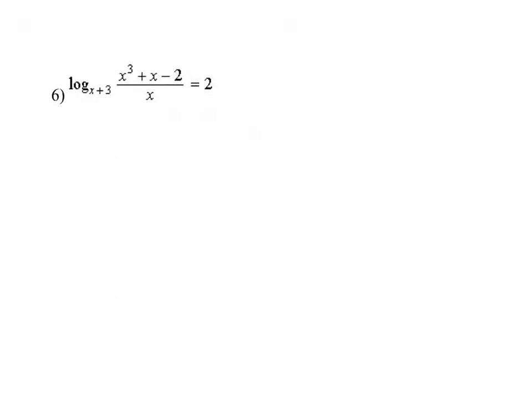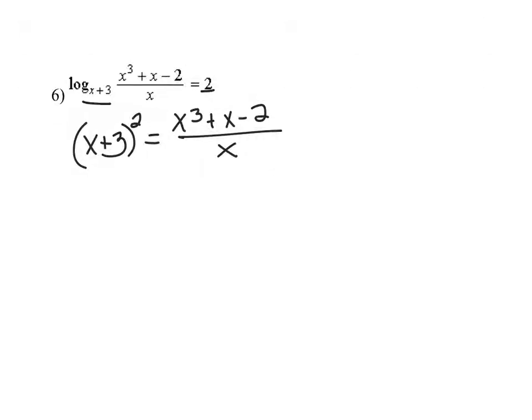So here we are, last one here. I should let you do it on your own, huh? So switch it, x plus 3 squared, so the base to this, is equal to x cubed plus x minus 2 over x. So it's a lot of stuff, but it's still pretty basic. It's still the same old flip. It's this to that power equals that. So you just have to now do the math. So give it a try.